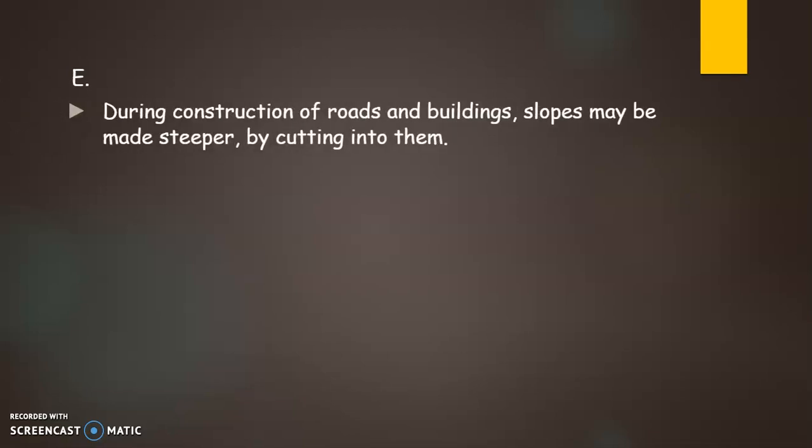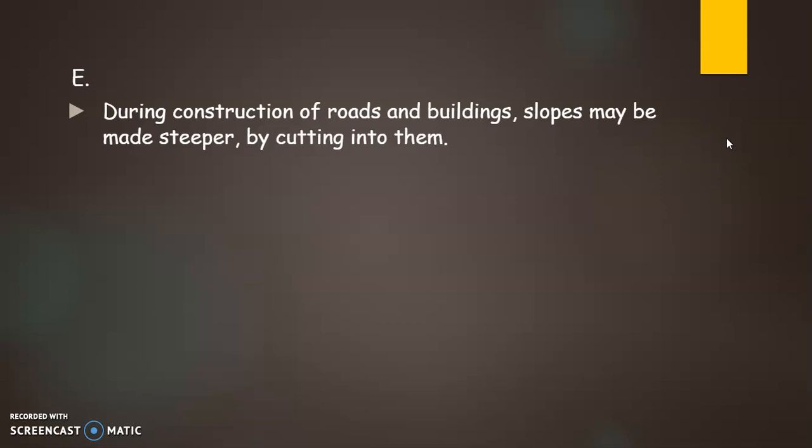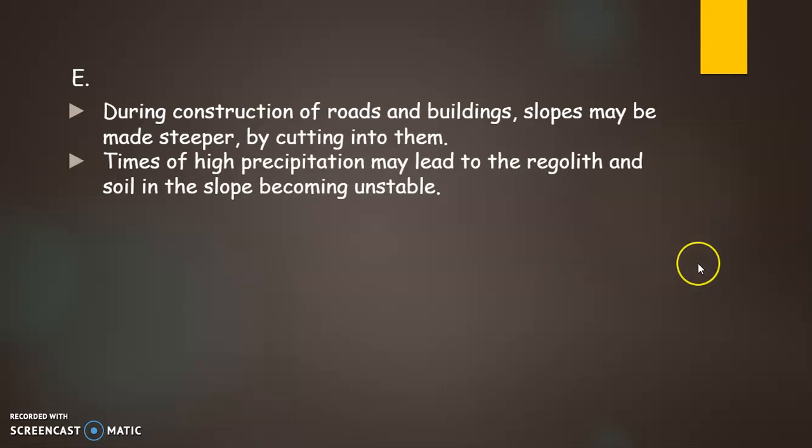So the explanation: during the construction of roads and buildings, slopes may be made steeper by cutting into them. So that could be roads, buildings. It could also be wind farms, because they seem to be causing a lot of issues to do with mass movement. Times of high precipitation, so that's one of our key words, may lead to the regolith and soil and the slope becoming unstable. So precipitation may be heavy rainfall. It may also be melt water from snow, if there has been heavy snow in an upland area.